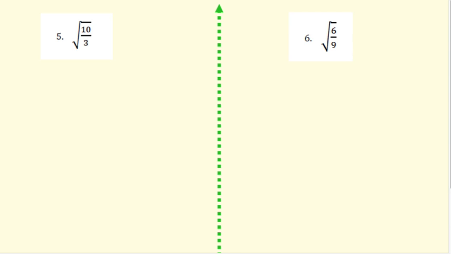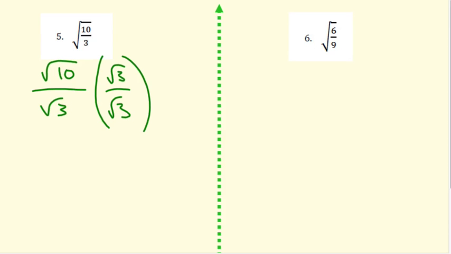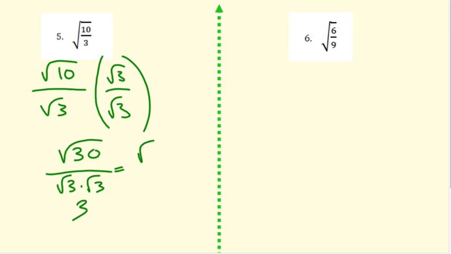Next is square root of 10 over 3. That's going to be square root of 10 over square root of 3. Multiply top and bottom by square root of 3 over square root of 3. So on top, I can multiply that all together underneath the square root. On the bottom, square root of 3 times square root of 3 is just going to be 3. So I get square root of 30 over 3.